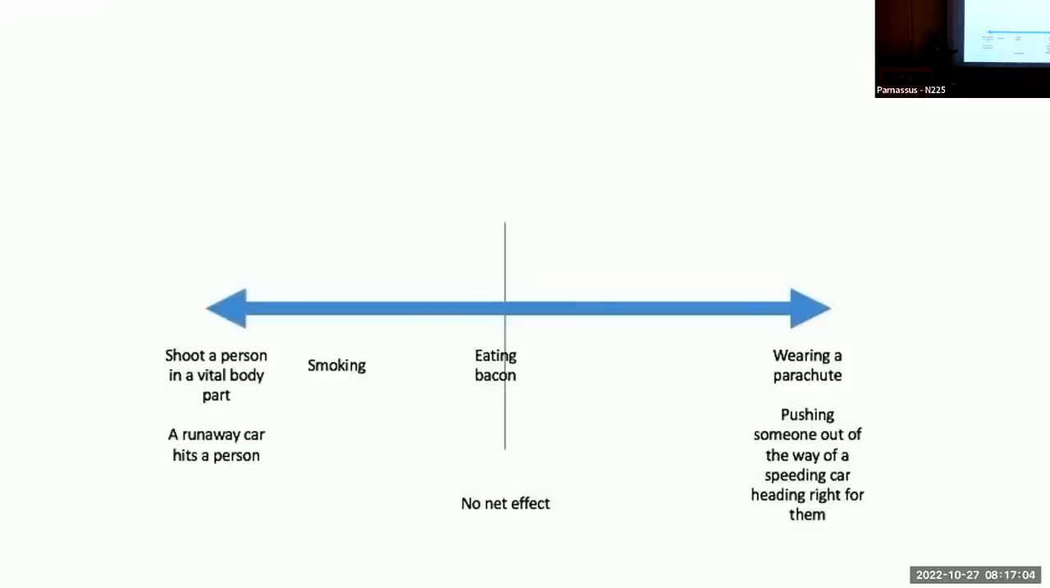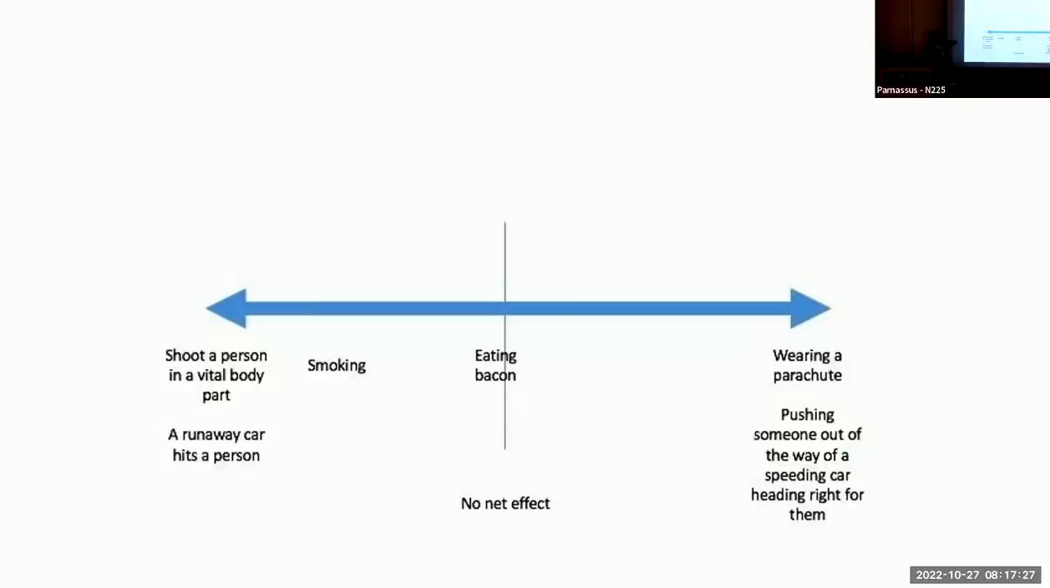We have smoking. Odds ratio for smoking and lung cancer is 20. Eating bacon. Meta-analytic estimates say that if you eat bacon once a week, your increased risk of CV disease is maybe 1.75 odds ratio. If you eat a blueberry once a week, your risk benefit is 0.997 in meta-analysis. So there's a whole bunch of nutritional stuff that's just hugging that no effect center line. And then there's things that stand out here.